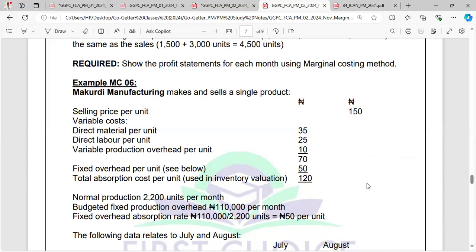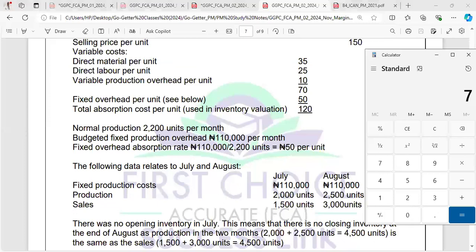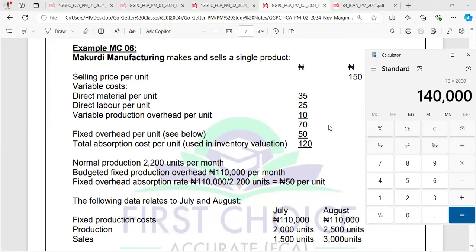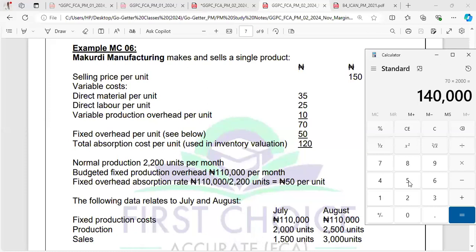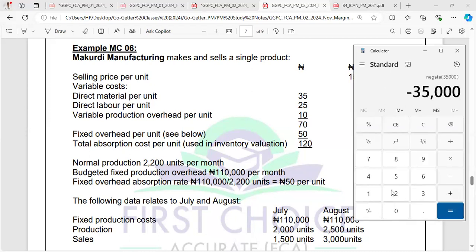So what happened is this: we produced 2,000 units. So we simply say 70 multiplied by 2,000 units. This gives us our cost, but we need to remove the closing stock. This is production variable cost, but it's not complete if we have not removed our closing stock. Our closing stock we learned before was 500 units, because we produced 2,000 and we sold 1,500. So we'll say 500 multiplied by 70. That will give me 35,000. So I will need to remove this 35,000 from 140,000.